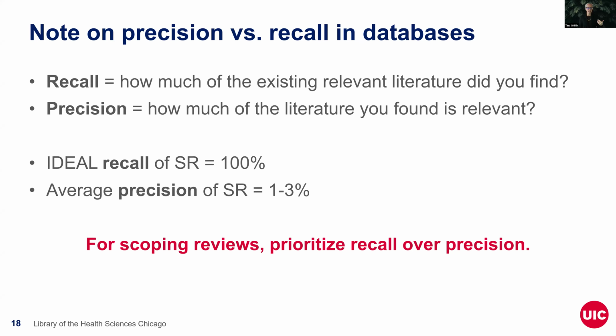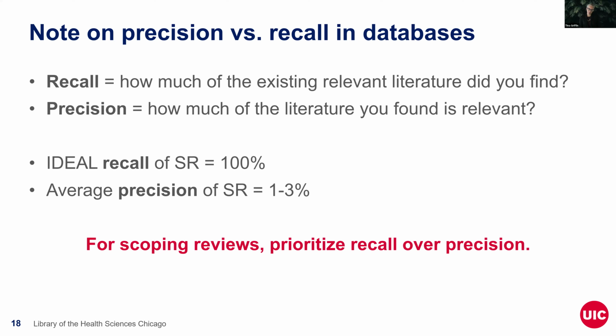The ideal is to try to figure out how to balance those two. The ideal recall is 100%, right? We want everything that we could possibly find. We want to capture everything. But the precision of that is only 1 to 3%, right? There's a lot of noise.